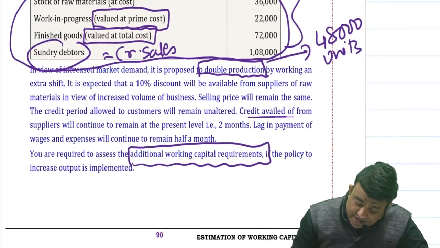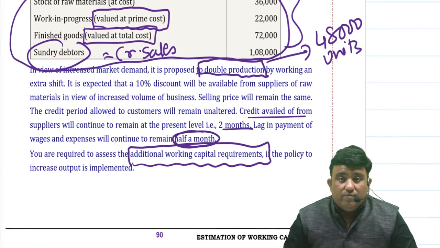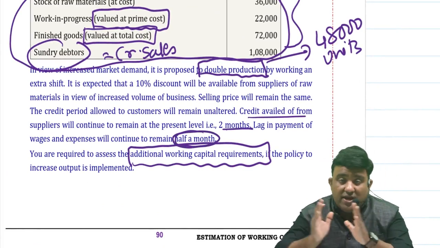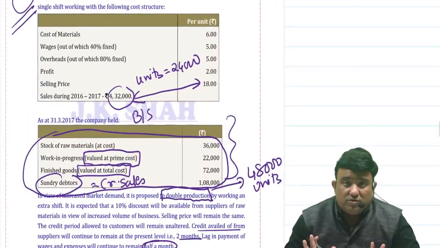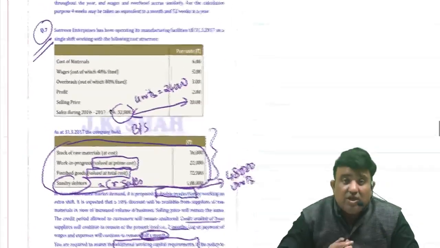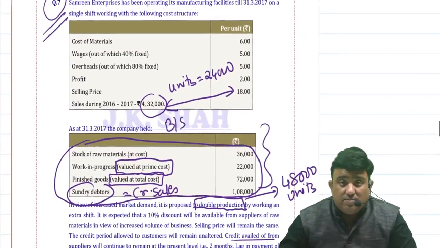One more thing, creditors are given 2 months and outstanding wages and overhead are given half a month. So that will be the same for single shift and double shift. Student, a very important exam viewpoint question, a very untouched example. You need to revise this question definitely in the last minute revision.